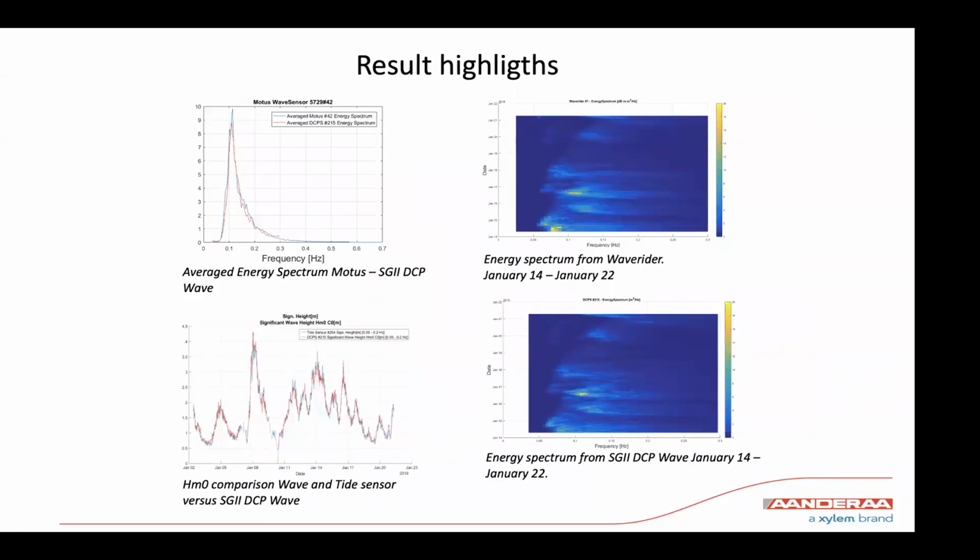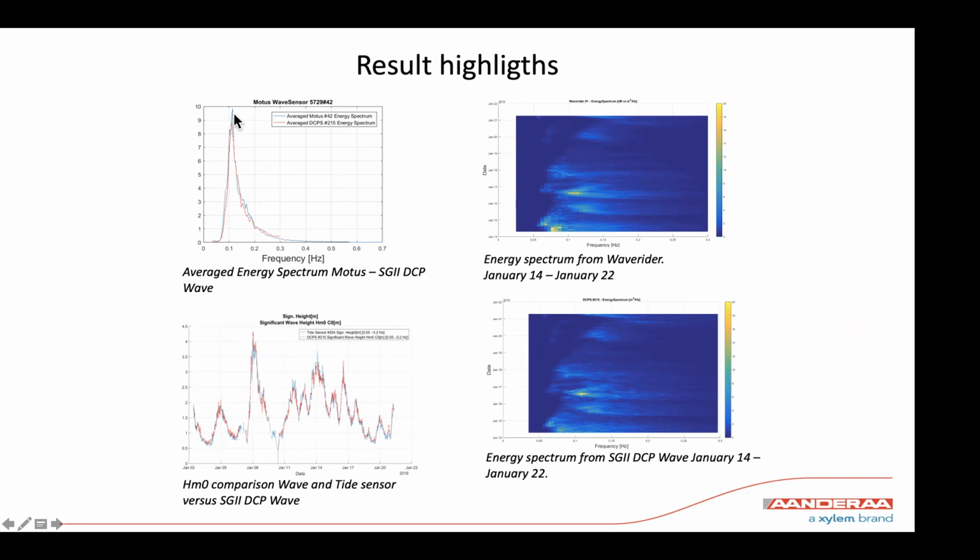And if we look in general at all the measurements that we have done, the results from the different methods compare very well. Here we can see, for example, the wave height comparing the acoustic wave measurements with pressure-based wave measurements. Here we see the energy spectrum from the Wave Rider for a certain period, and here we see the energy spectrum from the acoustic wave for the same period.